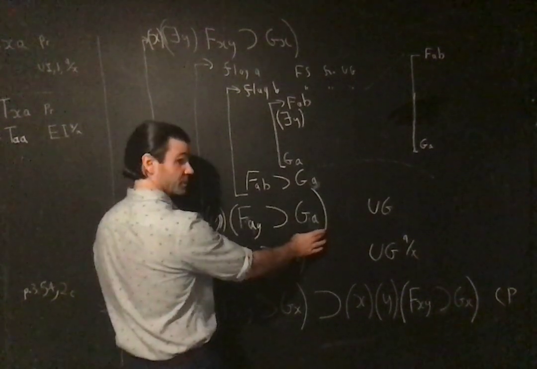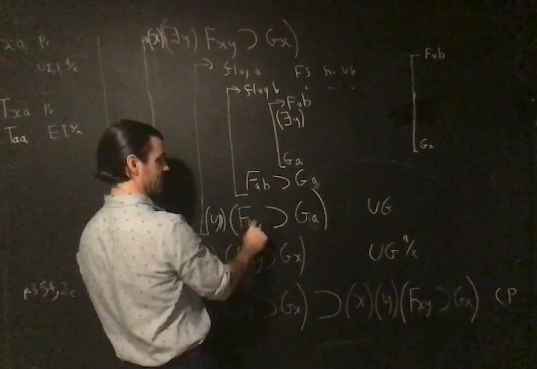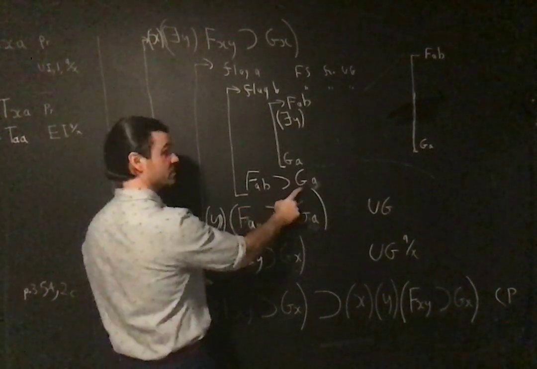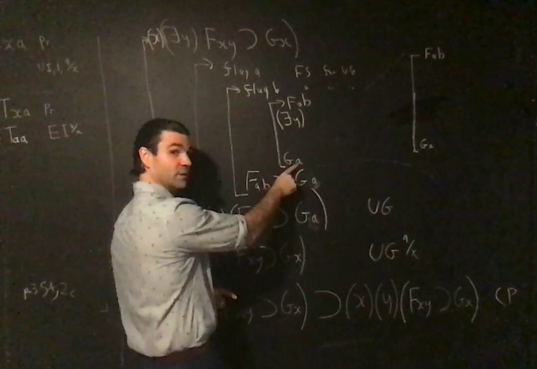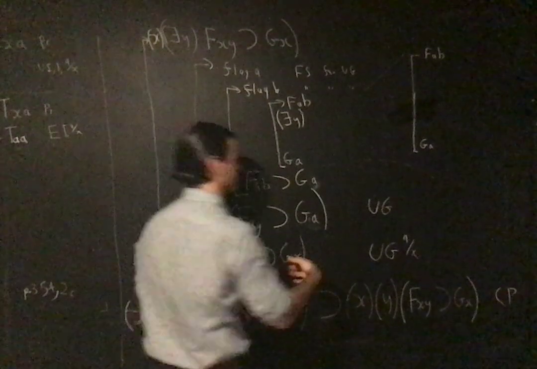This is the universal generalization, do the instantiation backwards. That's an a, it's f a. Right? The y goes to b, it's f a b hook g a. Right? So again, the consequent of that, and I said the conditional proof, that's g a. That's what it should be.